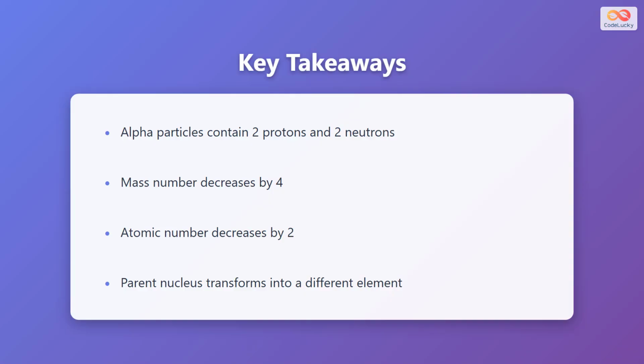To summarize, alpha particles contain 2 protons and 2 neutrons. During alpha decay, the mass number decreases by 4, the atomic number decreases by 2, and the parent nucleus transforms into a different element. Understanding alpha decay is fundamental to nuclear chemistry and radioactivity.